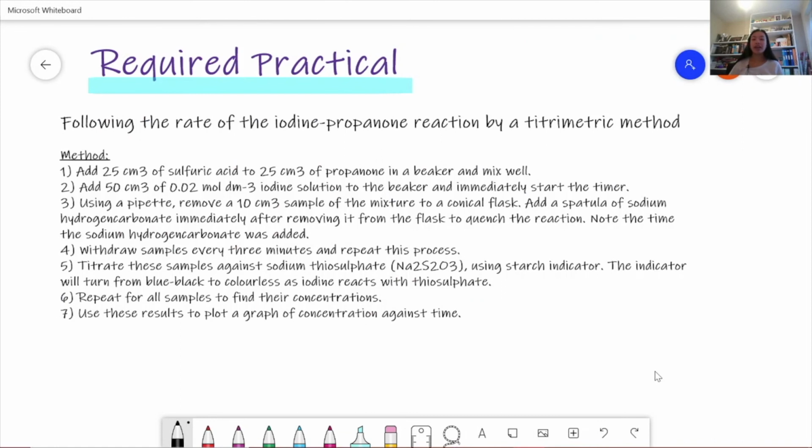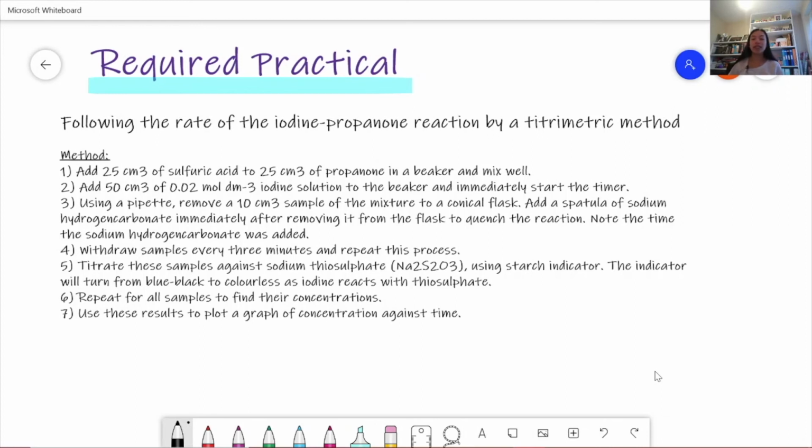Now we're going to look at another required practical. So this required practical would be to do with the continuous rates method. So we're going to follow the rate of the iodine propanone reaction by a titrimetric method. And so what we do first is we add 25 centimeters cubed of sulfuric acid to 25 centimeters cubed of propanone in a beaker, and we mix that.